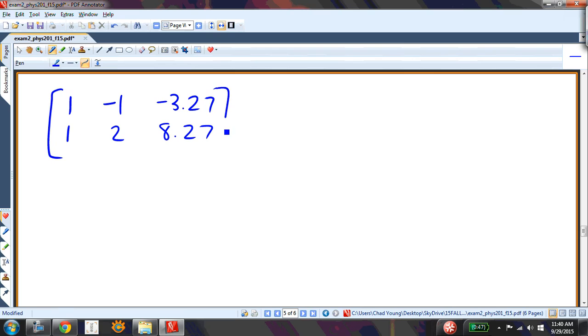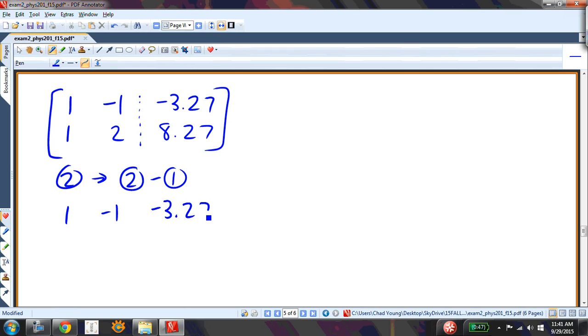So this is an augmented matrix. I'm going to do first, I'll replace row 2 with row 2 minus row 1. And so that'll be 1, negative 3.27. That's the same. I do 1 minus 1, that's 0. 2 minus negative 1, that'll be 3. And then 8.27 minus negative 3.27, which is going to be 11.54.